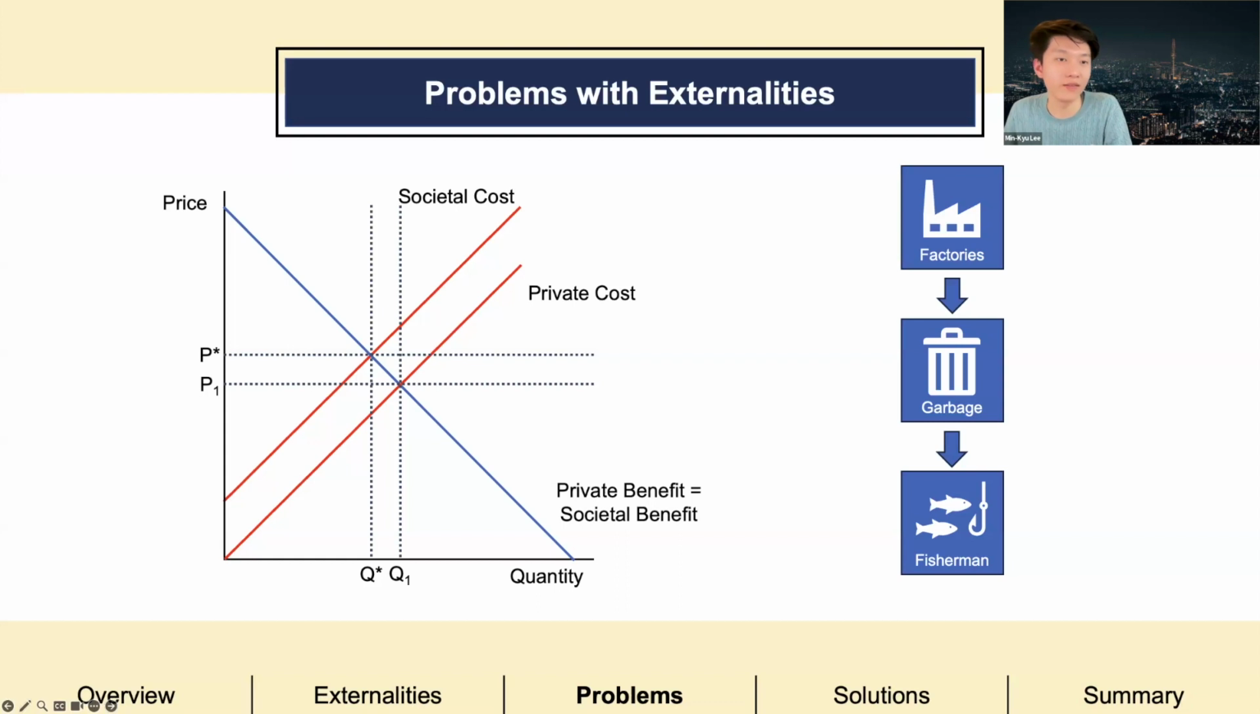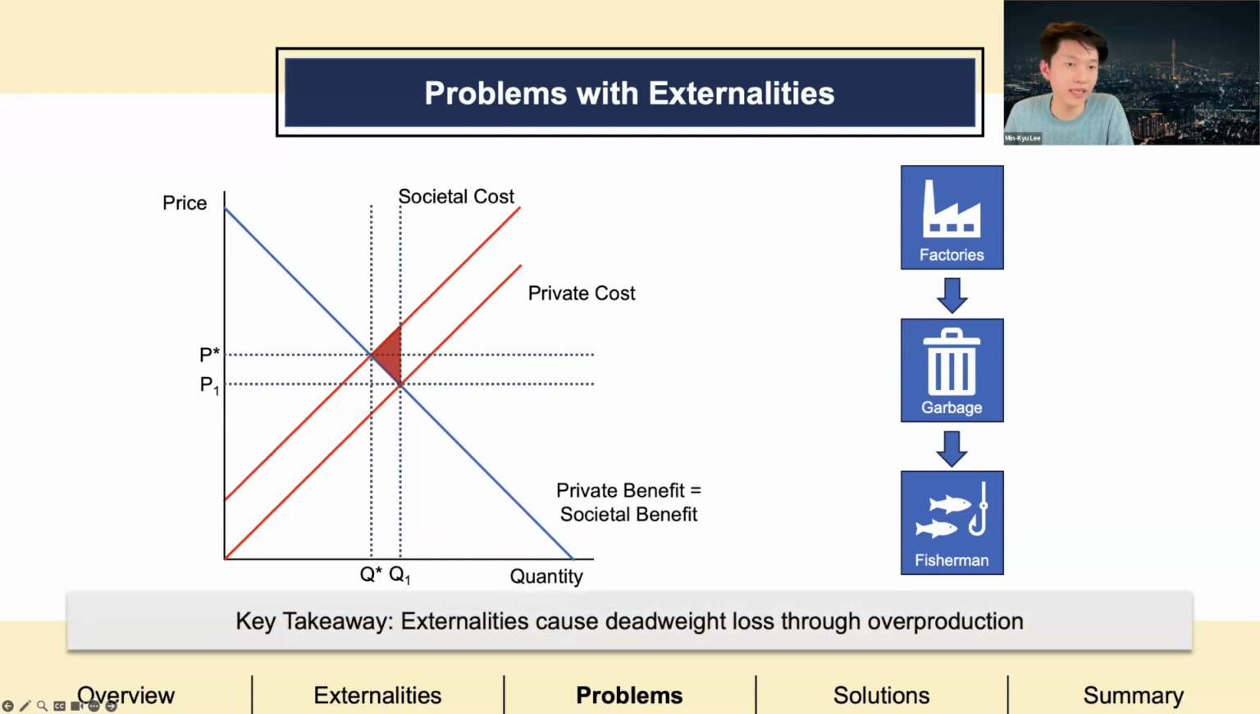And so we have a deadweight loss shown in that red triangle. Overall, what we see is that the externality is causing deadweight loss through overproduction. Now let's look at a possible solution that we could have to this problem.